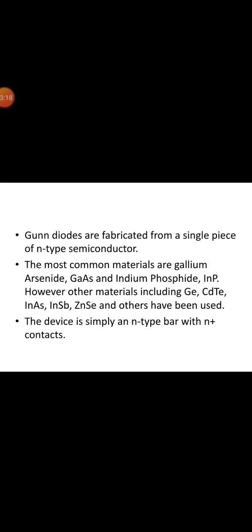So Gunn diodes are fabricated from a single piece of n-type semiconductor. The most common materials are gallium arsenide and indium phosphide, however other materials such as Ge, CdTe, InAs, InSb, and ZnSe have also been used. The device is simply an n-type bar with n plus contacts.